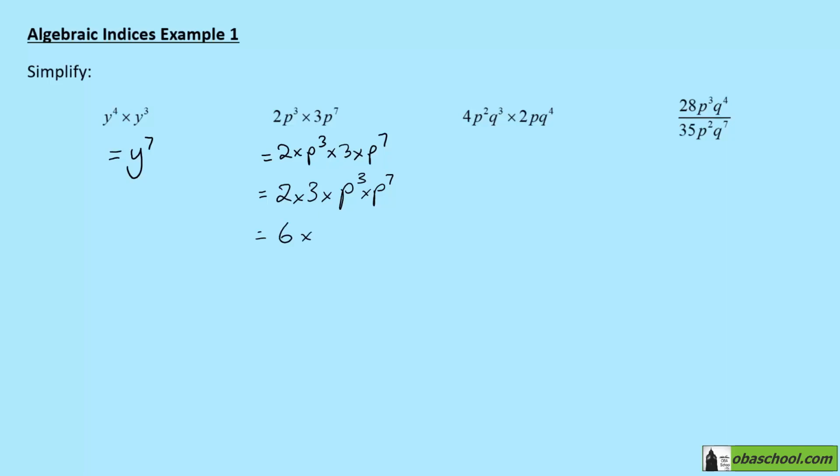And then I'm applying this index law here, so we'll add these and we'll get p to the 10. And then, of course, for good algebra, we leave out that multiplication sign. The next one's very, very similar. So let's put all the multipliers in.